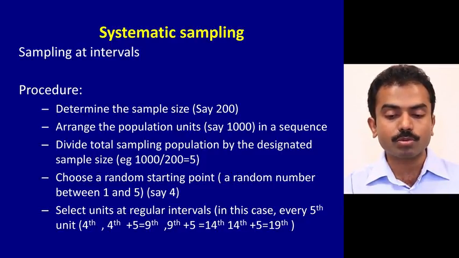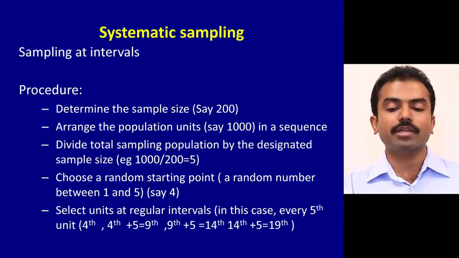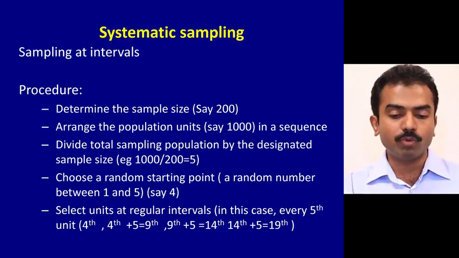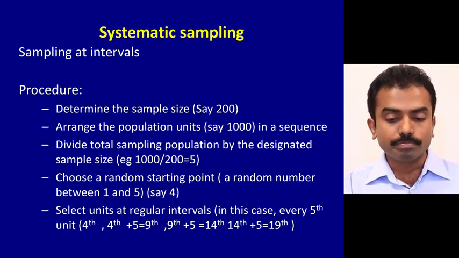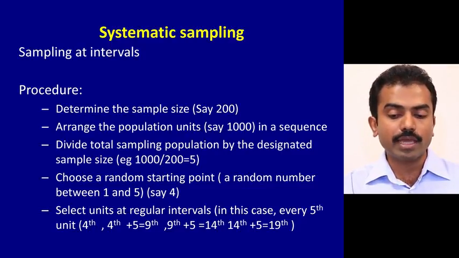So in this case, 1000 divided by 200, which is equal to 5. And you choose a random starting point. Let's say a random number between 1 and 5. Let's say it comes out to be 4. You pick the 4th unit and then you select units at regular intervals. In this case, every 5th unit starting from 4.